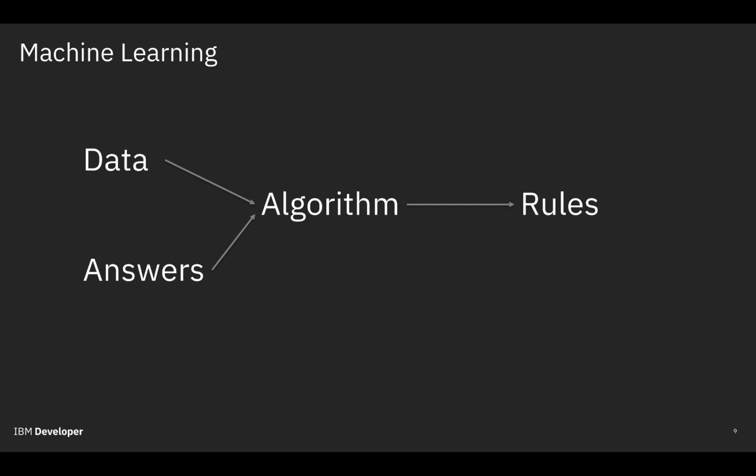Machine learning, on the other hand, we take data and answers to create the algorithm. Then in the end, instead of getting answers, since we already have the answers, we get a set of rules that determine what the machine learning model will be.